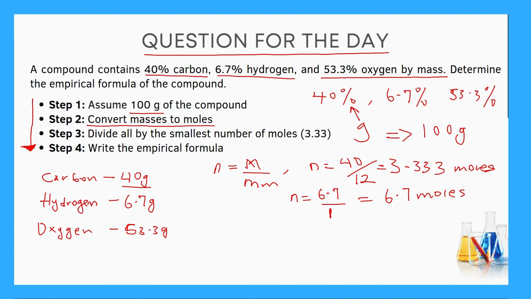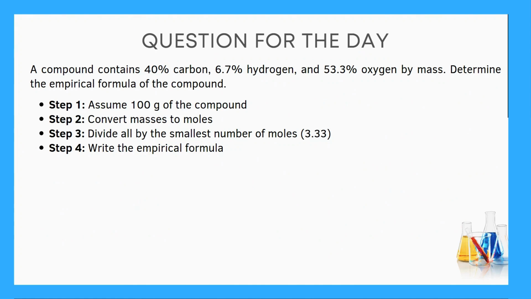I'm sure you're seeing how each step is being carried out. And then for oxygen, number of moles will be equal to the mass, which is 53.3, divided by the molar mass, which is 16. So when we say 53.3 divided by 16, that gives us 3.333 moles. So now that we have the number of moles ready, and then we have assumed 100 grams of the compound, step number 3 says divide all by the smallest number of moles, which is 3.33. So let's do that very quickly.